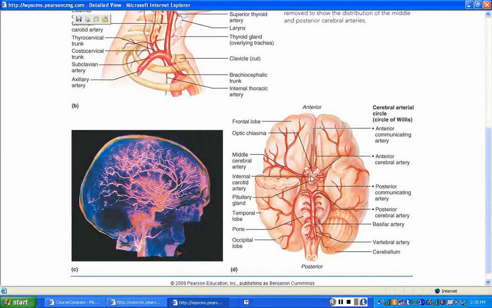All of these, a collection of some of these vessels right here that loop, make a circle basically around that pituitary gland. I do not ask you to name the parts of the circle. However, in our book up here, they have a dot by them. But I don't ask you to label all of those.